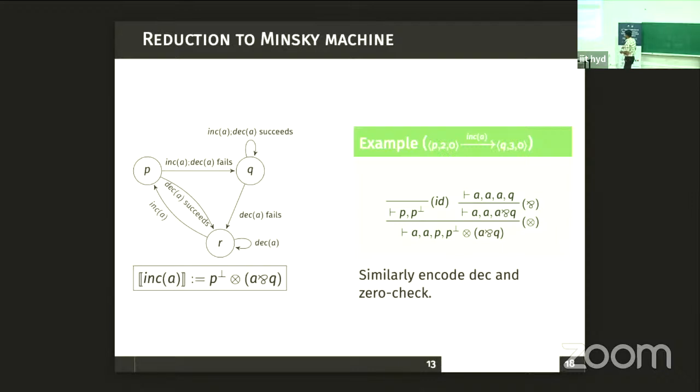And so you do the tensor operation. It checks that you are in the right state. That's the identity, which tells you, yes, I consume this state, I am in the right state. And then it uses a disjunction to produce an extra A and give you the new state. And so that's basically one of the easy encodings. Of course, zero check and decrementation is more involved, and that's why it does not appear here.